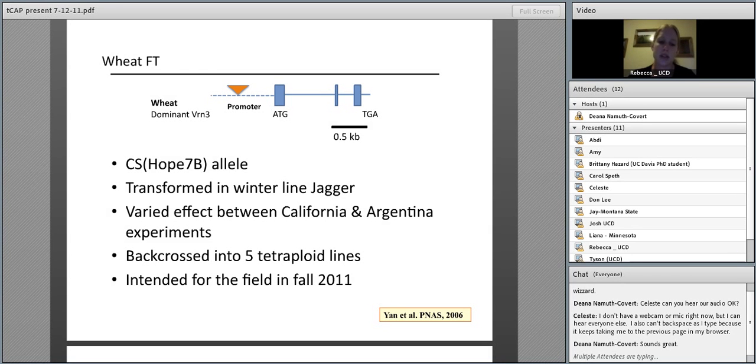And unfortunately, depending on the environment and the background, we've seen varied effects. So there was an experiment in California where the allele was not able to overcome the background and did not advance the flowering time. But in the experiments, which have been repeated twice in Argentina, it was able to confer this early flowering phenotype. So now we've back-crossed it into 5 different tetraploid lines, and it's intended to be included as part of the field trials in fall of 2011 so that we can characterize some of the differences of effects in different backgrounds.